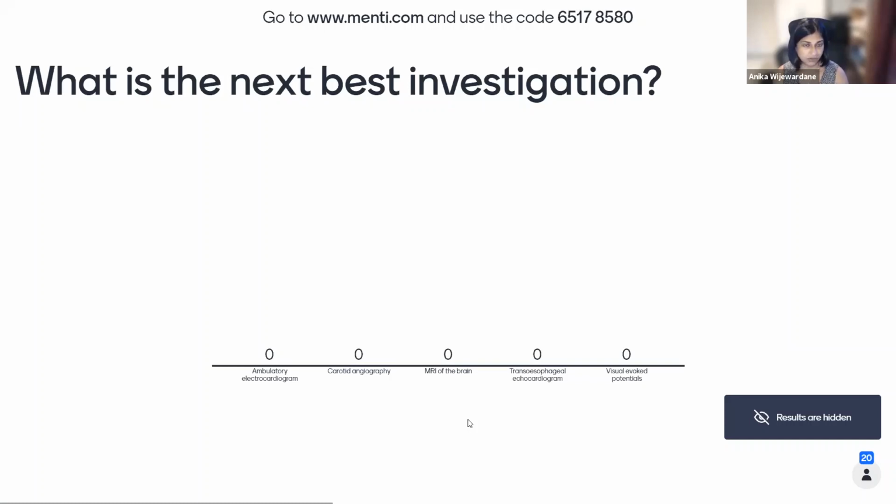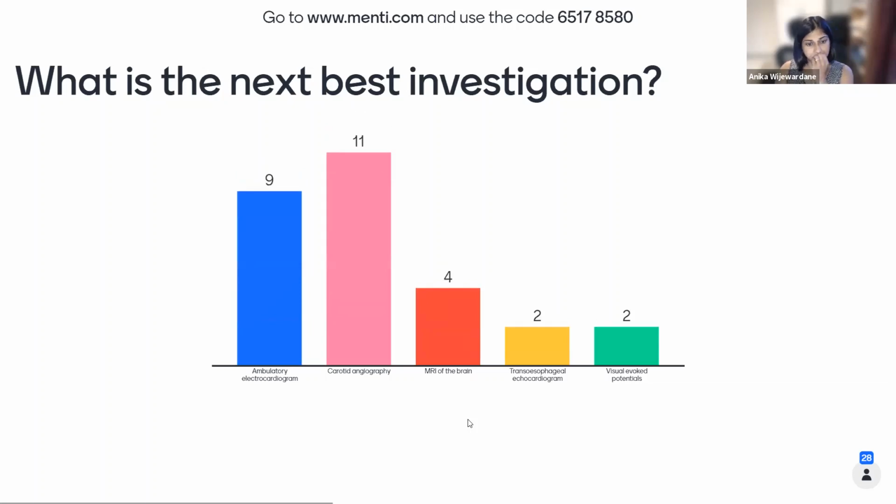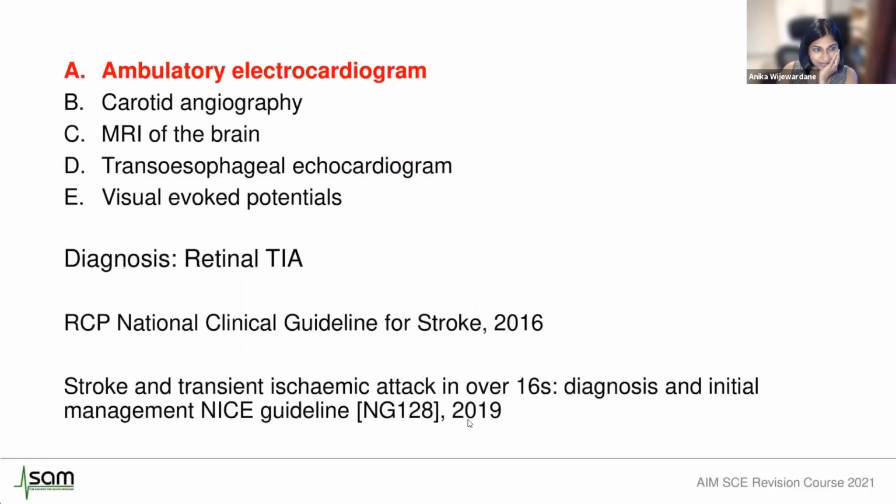About 10 seconds and then we'll go through it. Okay, so it's between ECG and carotid angiography. Maybe some for MRI of the brain as well. Okay, so it's going for an ECG. So I think we all got the diagnosis of amaurosis fugax of his left eye. So it was left monocular visual loss.